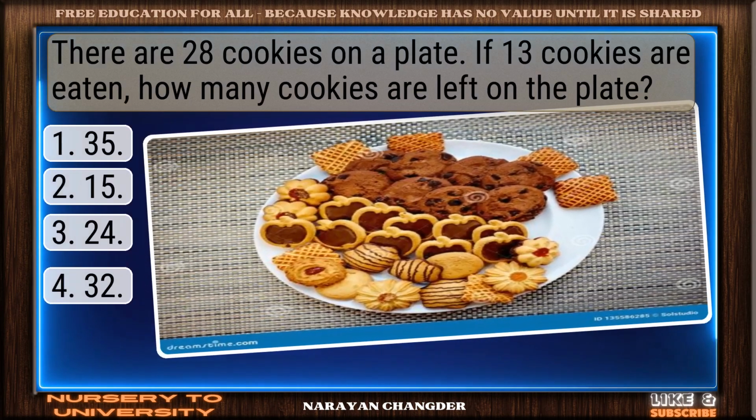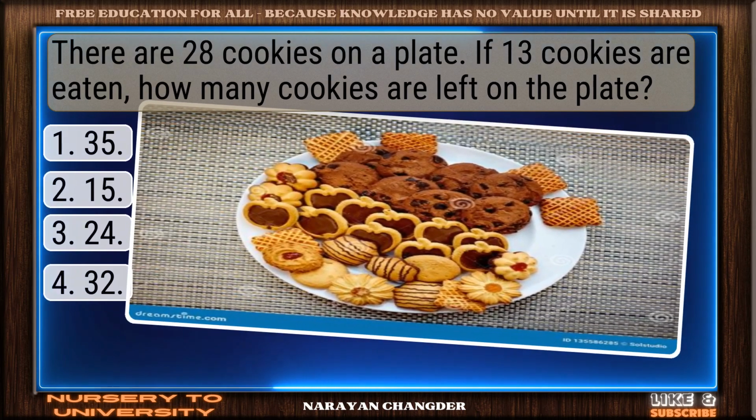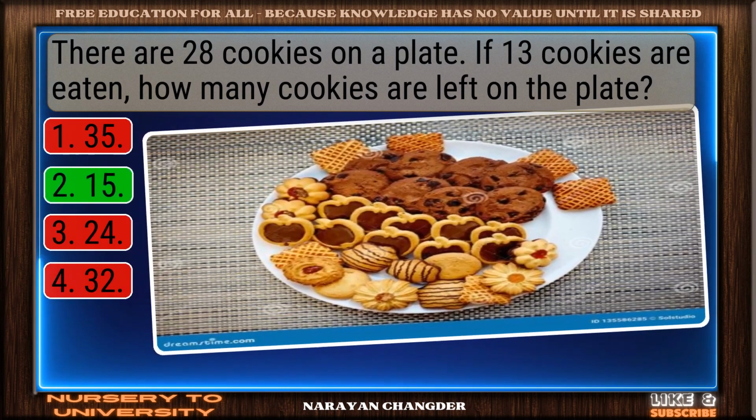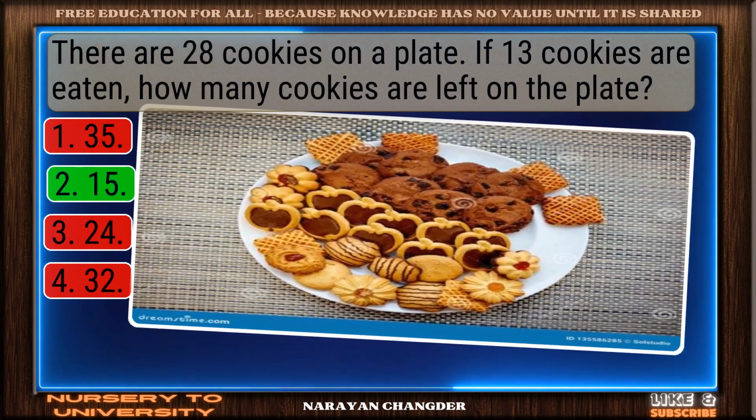There are 28 cookies on a plate. If 13 cookies are eaten, how many cookies are left on the plate? Smart pick. 15 is the correct choice.